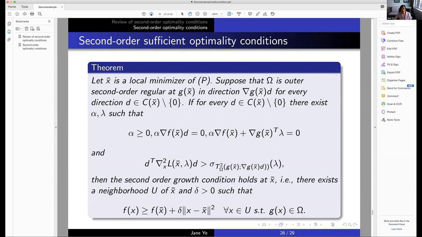Okay, so now we can also have some sufficient optimality conditions. Here we will need the second order condition in the strict inequality form, using sigma. Under this condition, the second order growth condition holds.